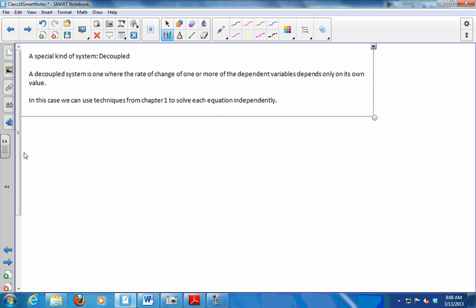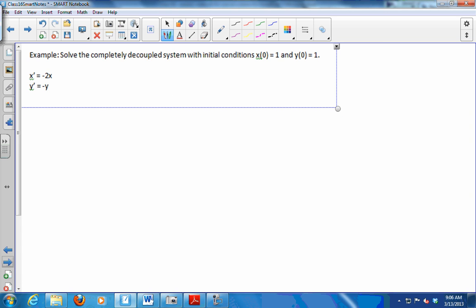Like I could have a system, yes, or decoupled is the word. But they're totally separate. The two dependent variables don't interact. And when they do interact is when we get the most interesting phenomena. But for a totally decoupled system, there's no interaction. So that would be like this case.